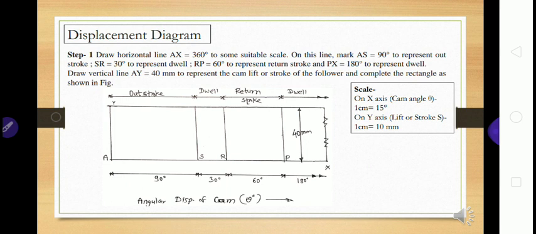Now next, draw the AY distance of 4 cm and prepare one rectangle to represent the total displacement, isn't it? So we have drawn one rectangle also. This is our first step, in which on the x-axis and y-axis we represent all the distances and angular displacements.